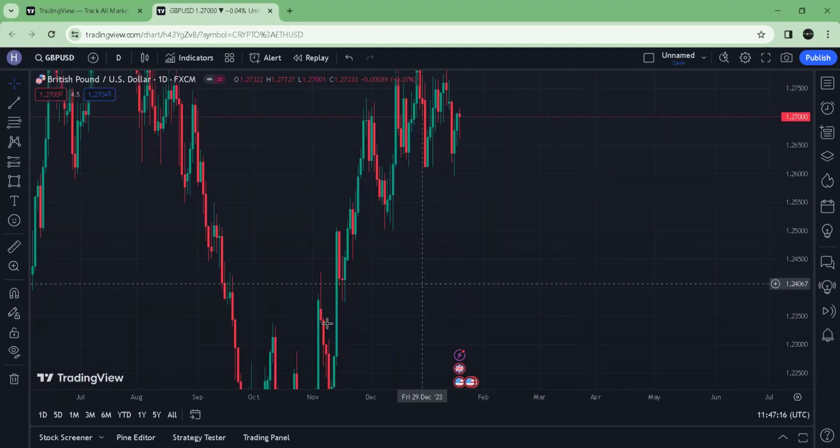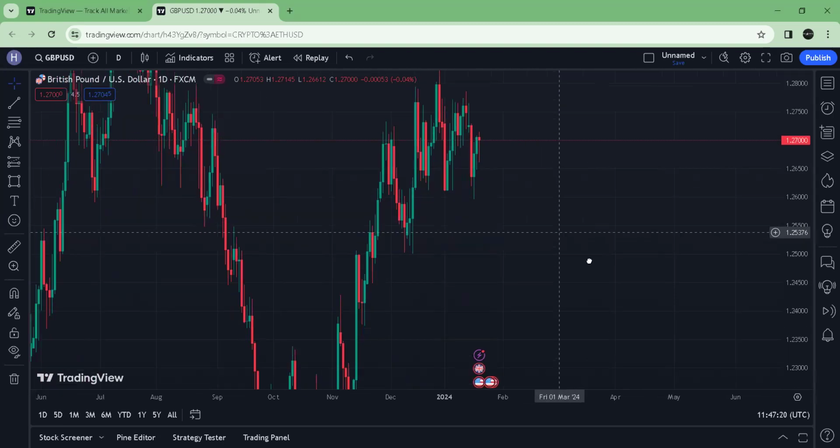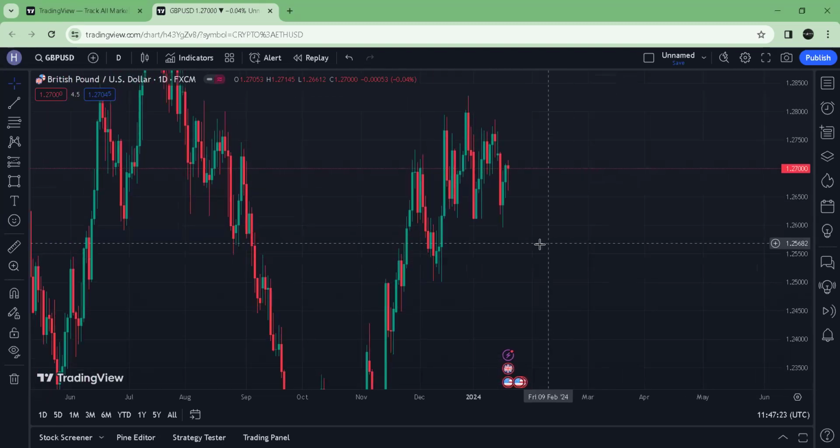On the daily, we can see that price is trending in the upward direction. So we'll be looking at mostly buy setups. We might get some shorts, but our main focus is buy setups. So let's begin our analysis.